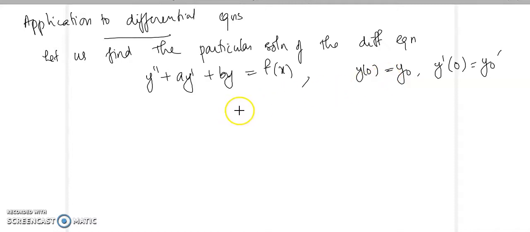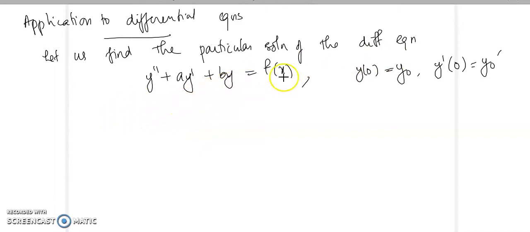Usually to find a particular solution we first have to find the general solution, and then substitute these conditions into it. Then only we will get the particular solution. But here in this technique where you use Laplace transform, we directly arrive at the particular solution. Okay. So let us see how we obtain the solution.